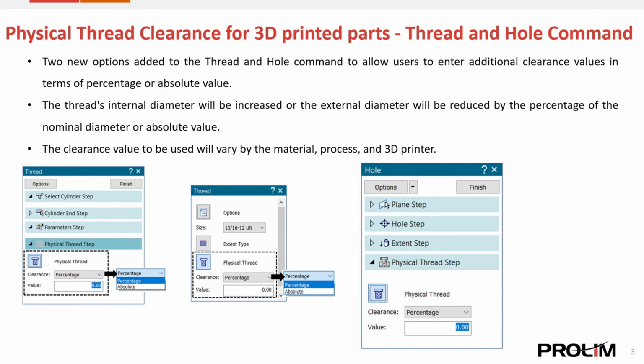So firstly, we have the option to add clearance in the physical threads. So this clearance can be added in the form of percentage or an absolute value. This clearance value can be used in your holes as well as your threads.